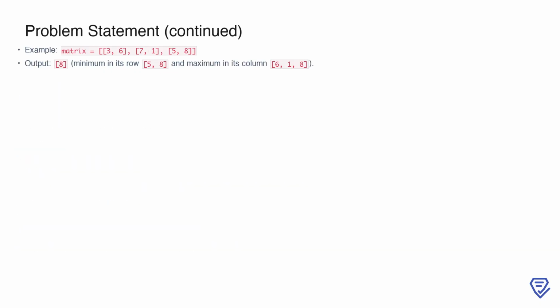Finally, let's look at one more example to understand how lucky numbers can appear in a slightly larger matrix. For the matrix 3, 6, 7; 1, 5, 8, the output is 8. In this case, 8 is the smallest number in its row, 5, 8. Checking the column 6, 1, 8, where 8 is located, we see that it is also the maximum value there. Hence, 8 is the lucky number for this matrix.